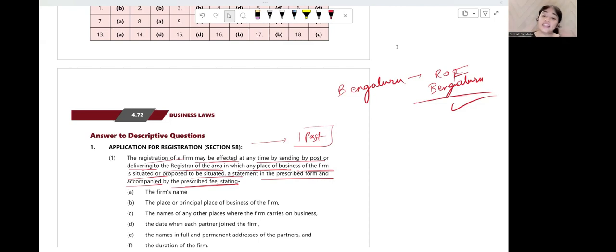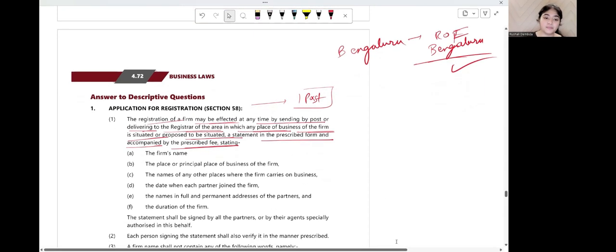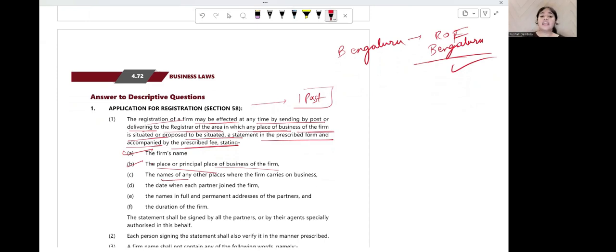Okay. Now in this partnership deed statement, what all things will you be mentioning? Let's see them again. You will be writing the firm's name, and the principal place of business of the firm. If you are going to have your office in 2-3 places, you have to write all the places. Name of any other place where the firm carries on business.